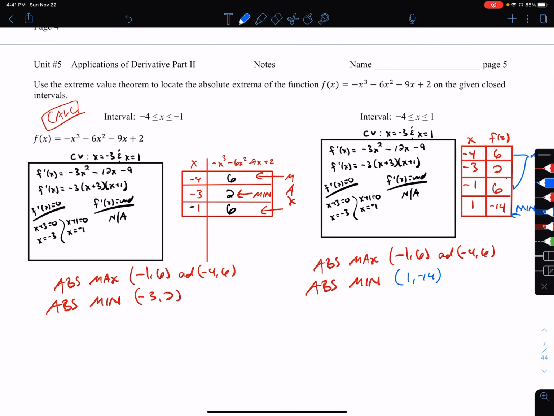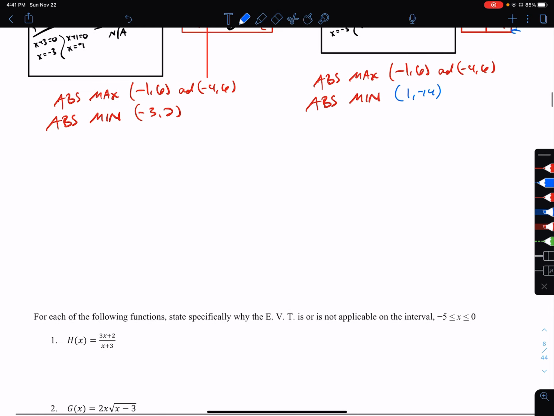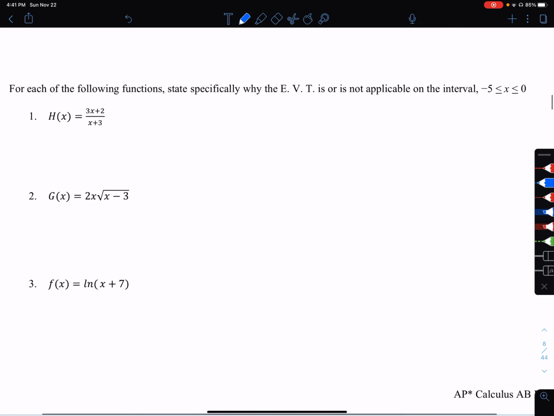Now, the one thing you've got to be careful about is making sure that you're using it when you can use it. So let's check out these three functions here. For each of the following functions, state specifically why the extreme value theorem is or is not applicable on the interval from -5 to 0.